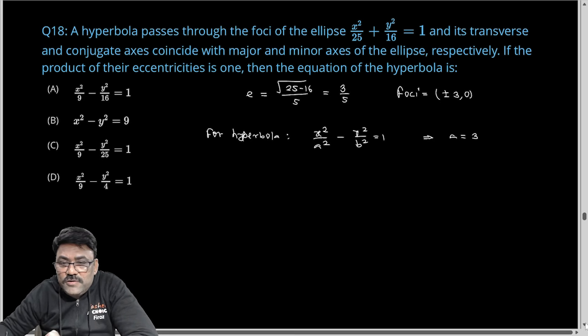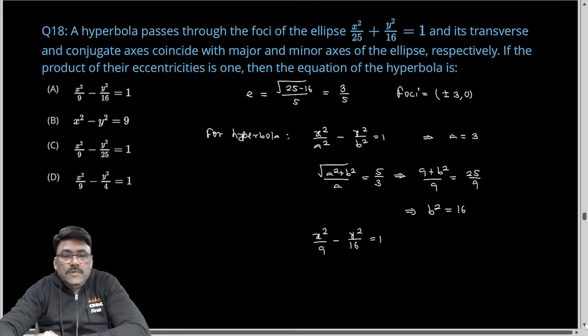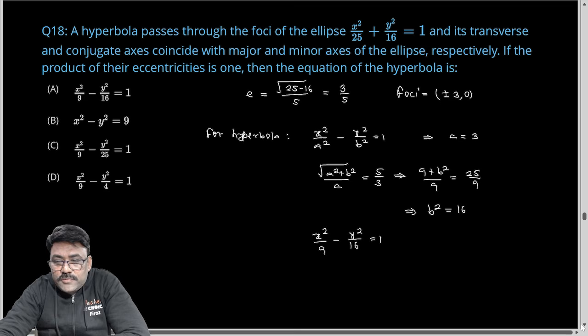And if I find the eccentricity of the hyperbola, so that will be under root a square plus b square by a. And eccentricity of the hyperbola is reciprocal of the eccentricity of the ellipse. So it is 5 by 3. A square is 9 plus b square by 9. It is 25 by 9. So b square is 16. And hence your hyperbola is what? X square over a square, which is 9, minus y square over b square, which is 16, is equal to 1. Means first option is the correct option here.